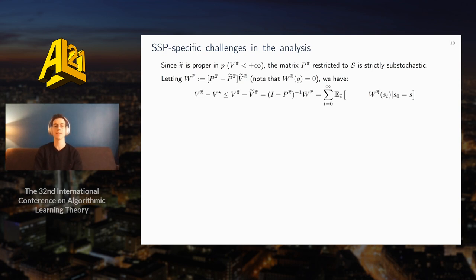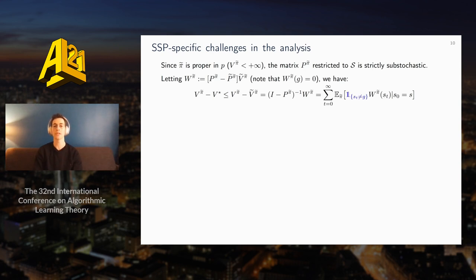So since we guarantee that the candidate policy pi tilde is indeed proper in the true model P, its transition matrix capital P restricted to the non-goal states is strictly sub-stochastic. And so we can write the following chain of equalities, where basically we expand the series identity minus capital P inverse with a vector denoted by capital W.